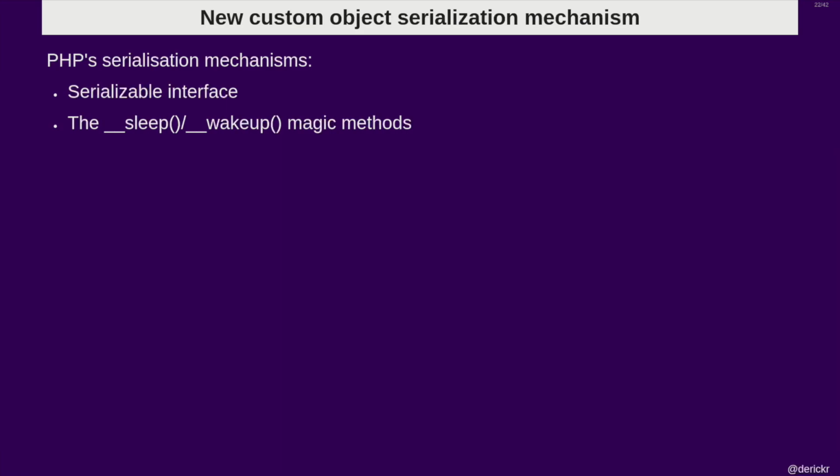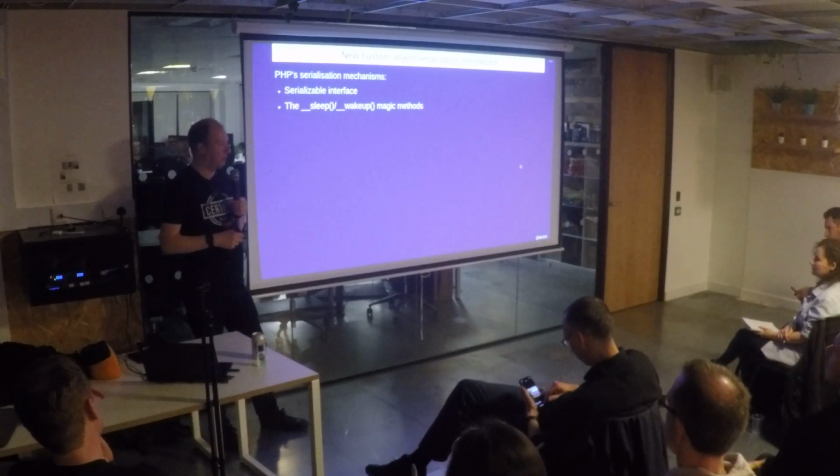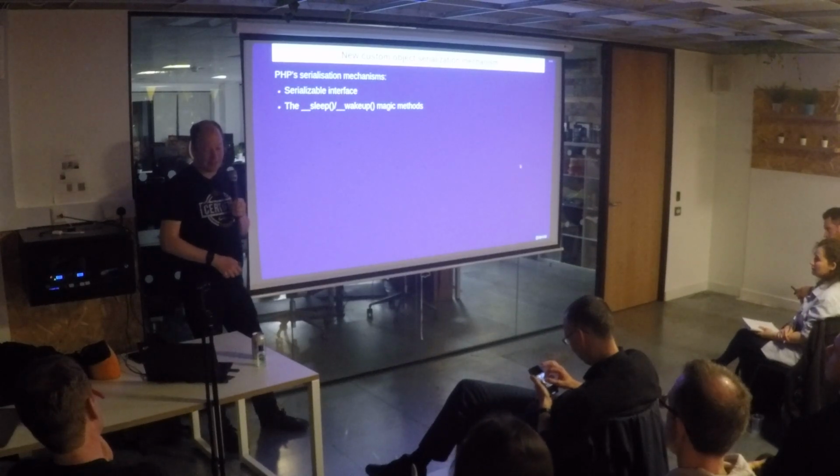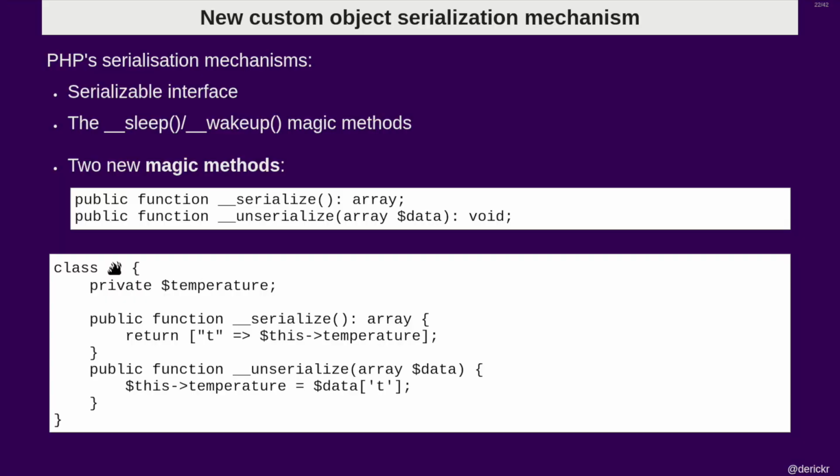All right. Smaller things are coming up now. PHP up to 7.4 had already two serialization mechanisms. It had the Serializable interface, and it had the sleep and wakeup magic methods. Both of these things have issues. So instead of fixing that, PHP 7.4 introduces a third method of doing this.